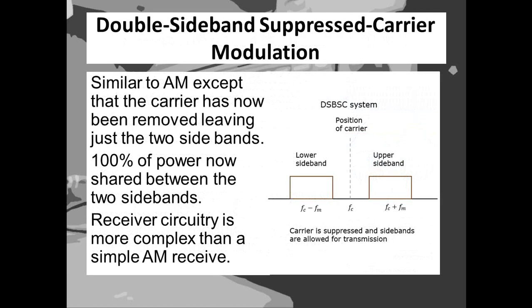Well, the first thing we could do is remove the carrier. This is probably the easiest thing to do with a balanced mixer. So basically what you do is that now you've removed your carrier, and you can now have the upper and lower sidebands, and 100% of the power shared between the sidebands. The circuitry to receive this is much more complex than an AM receiver, because you have to put the carrier back in somehow. So not a particularly easy circuit to create, although it's completely possible. But still, both the sidebands contain the same information, so again, it's pointless really transmitting both of them.